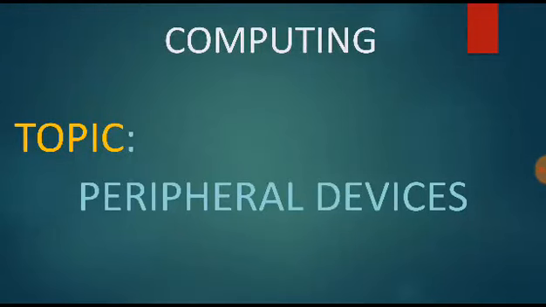For today, our lesson is based on peripheral devices. Last week, we talked about computer software, and we said a software is any set of instructions that tells the computer what to do. We also listed the types of computer software. We said the two main types of computer software are the system software and application software.